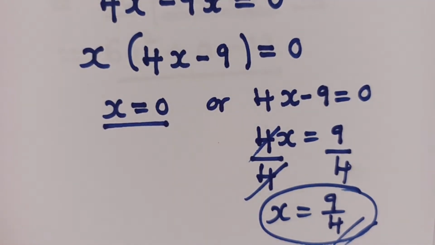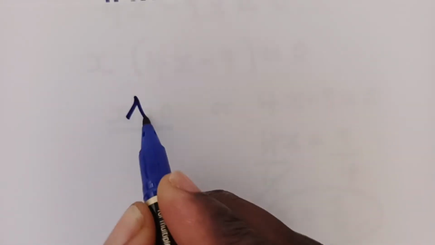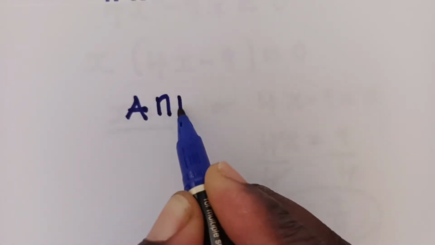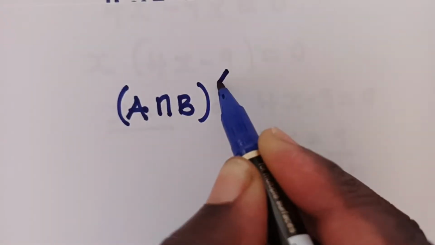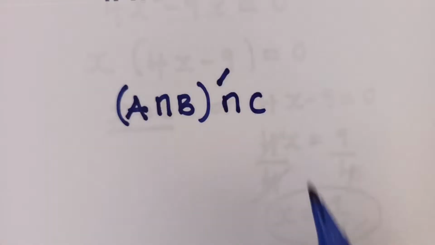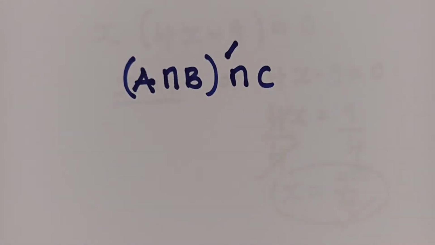Okay. So the next question here is to do with sets. We need to shade A intersect B complement intersect C. So this is what we need to shade. How do we get to shade this one? Right over here. Okay? So tell me, how do we get to shade this one?